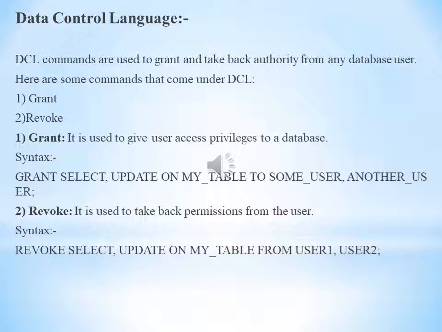The syntax is: grant select, update on table to some user, another user. You give the user's name as well as the table's name. Then revoke is used to take back permission from the user. Whenever you give permission to take data from the database system, and later want to take that authority away from the user, you use revoke.